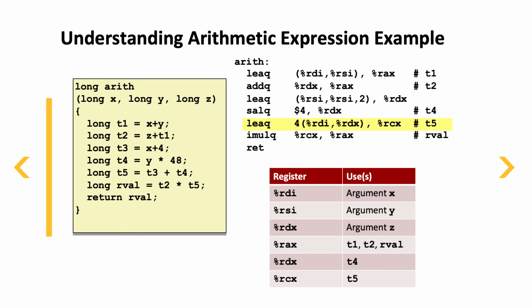Now, finally, we've done a multiplication earlier, but now when we have the T2 times T5, remember, T2 is now living in RAX. T5 is living in RCX. So we'll just multiply RCX by RAX, put the result into RAX. We now have our final return value living in RAX, which is our return register.